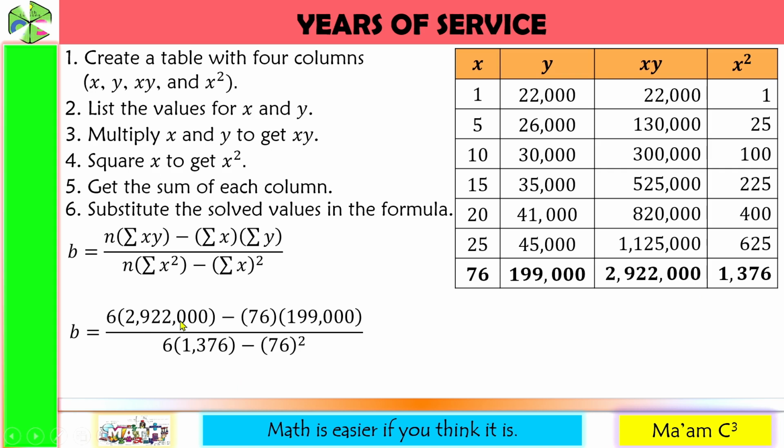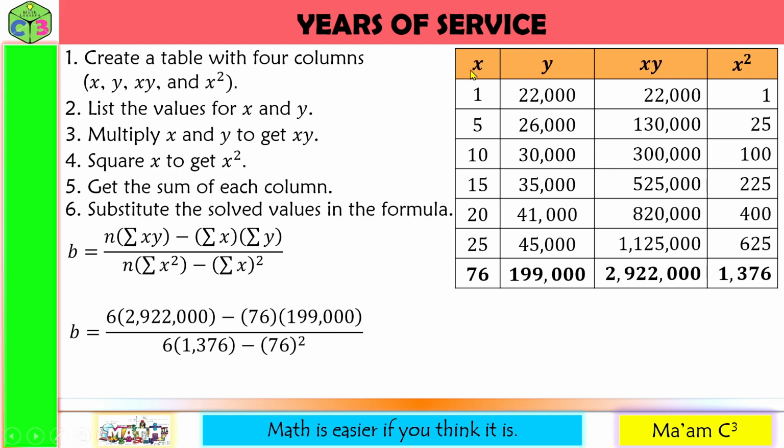It is here. Minus the summation of x, look for x, get the total, 76. Multiply with the summation of y, look for y, get the total, 199,000. All over, again, our n is equal to 6. Multiply by the summation of x squared. Here is x squared, and the total is 1,376.